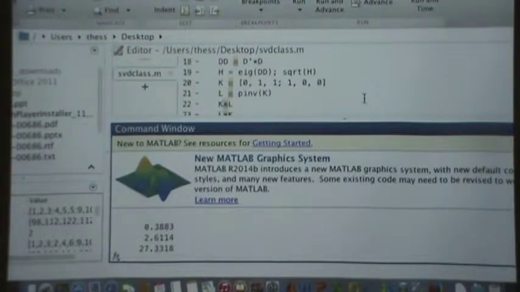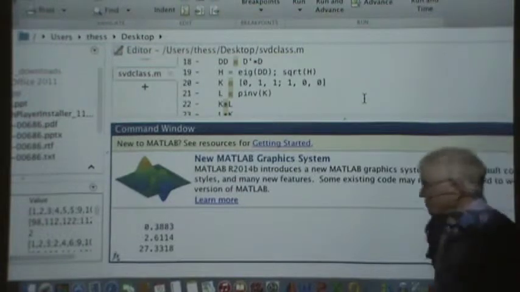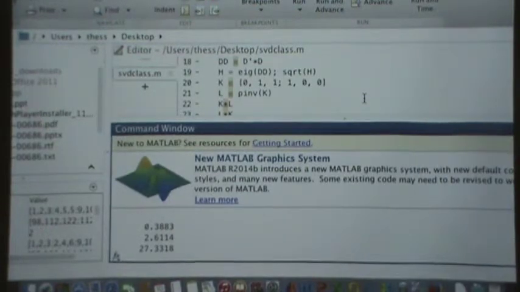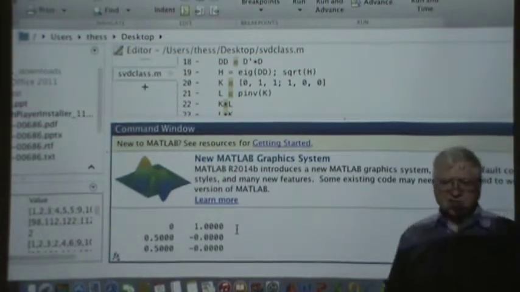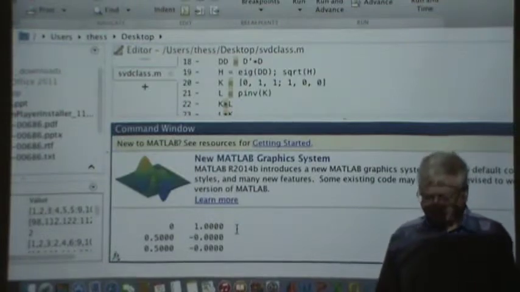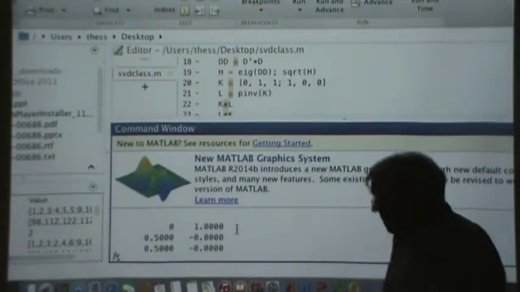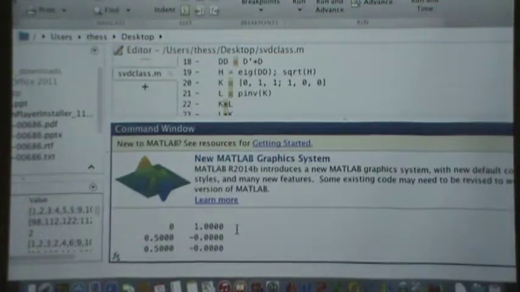Okay, let's see if there's anything else up here. Well, I defined a matrix K, which is 0, 1, 1, and 1, 0, 0, and if we look at it here, we can see that's the matrix K. And then you remember that we have something called the pseudo inverse, which I actually haven't talked about yet in class. That's the next topic, and so let me just show you how it looks.